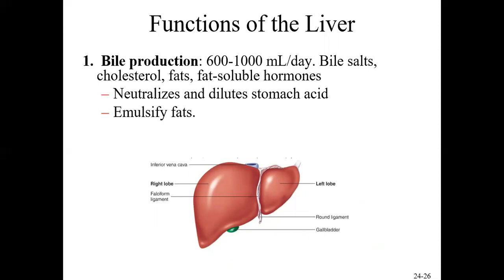And you see some of the functions up here. We've already mentioned the second function, emulsification of fats or lipids. That just means it breaks them down into smaller particles or smaller droplets. But it also helps to balance, again, the stomach acid. So this is going into the small intestines. The bile is going to go to the small intestines, where it's going to help to neutralize and dilute some of that stomach acid.